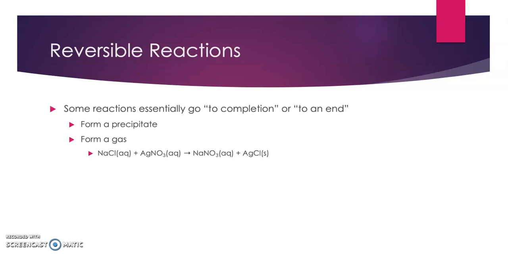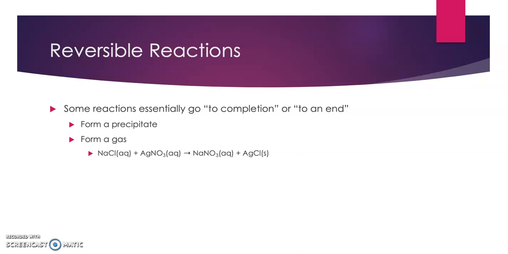So, I want to start by introducing the idea of reversible reactions, but to do that, I need to step backwards. When we did our stoichiometry unit and when we talked about types of chemical reactions, we talked about reactions going to completion or going to an end, where the reactants make products, and that's the whole story. Reactions where this happens may involve forming a precipitate or forming a gas or forming water, where these are the driving forces that really make those reactants turn into products.